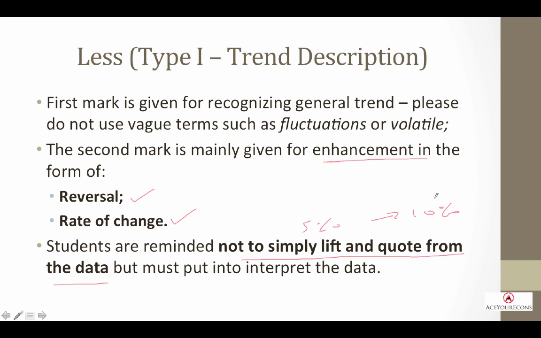By simply telling me 5%, 10%, you are regurgitating from the data without explaining, without identifying what the trend is. Number one, you are simply regurgitating. Number two, you're not answering the question. This is something that you need to stop doing now. Stop being kiasu, stop lifting here and there. There are specific answering tools here.